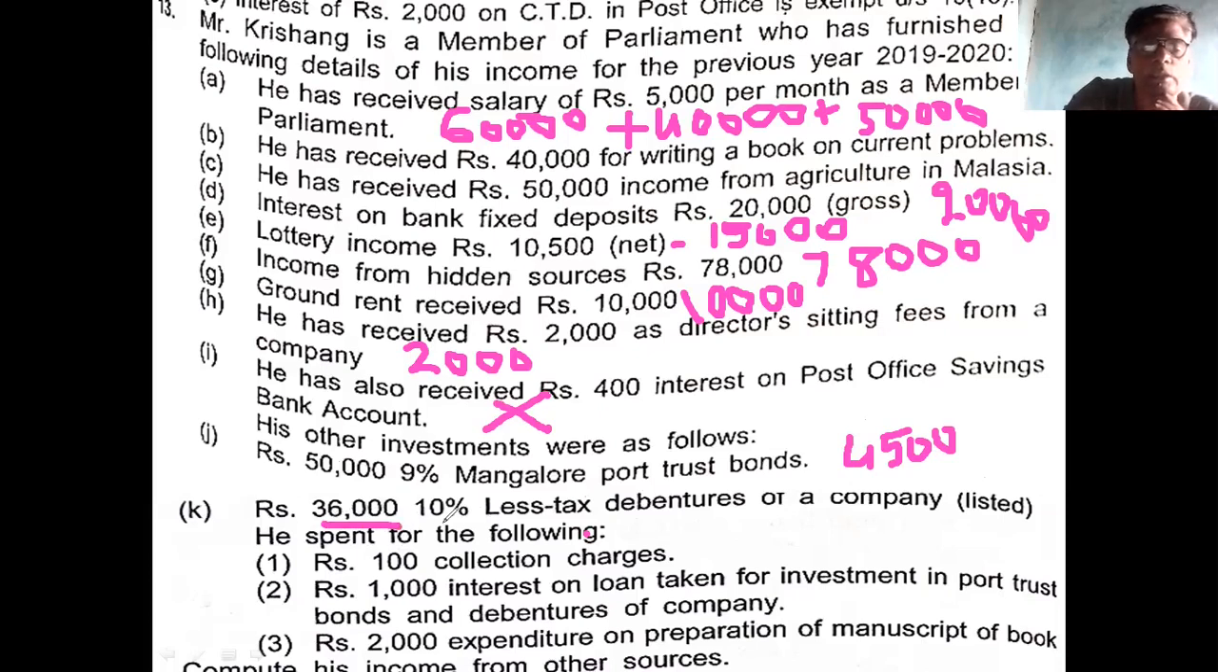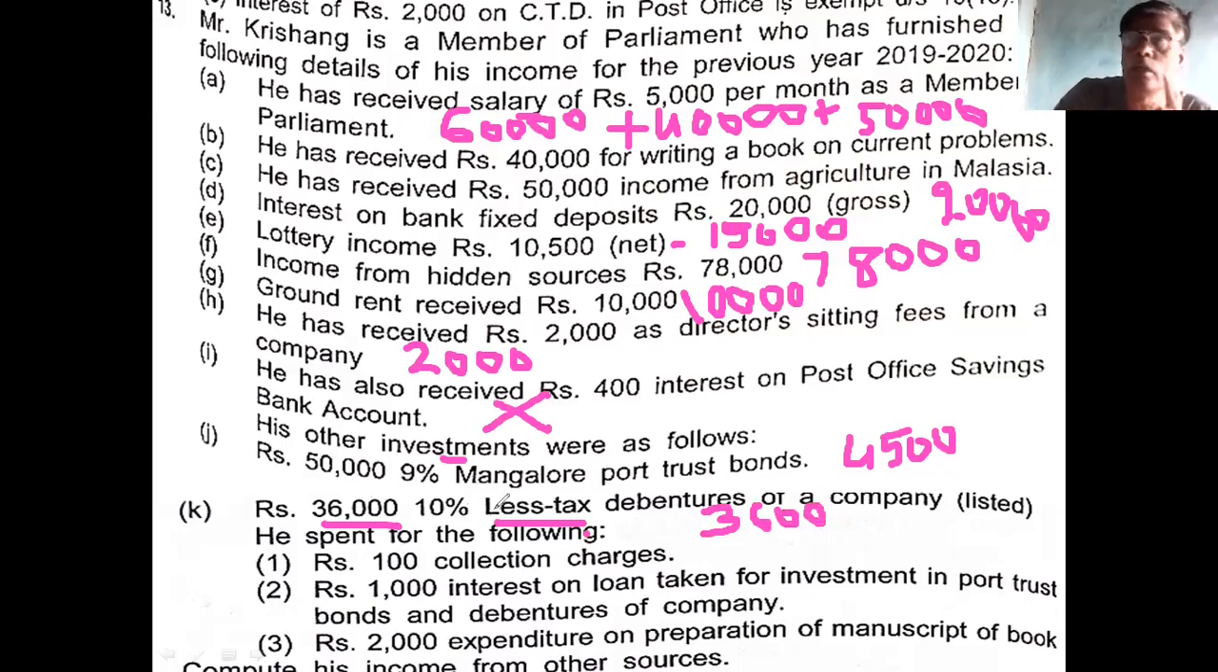Then the next point is 36,000 investment, 10% less tax. His other investment heading is there, so this is investment. On 36,000 rupees, if you calculate 10%, it is 3,600. But this is less tax. Don't gross it up. If it is tax free, you have to gross it up. Remember this. So 3,600 is the interest.